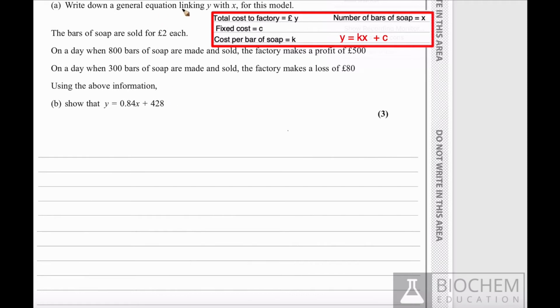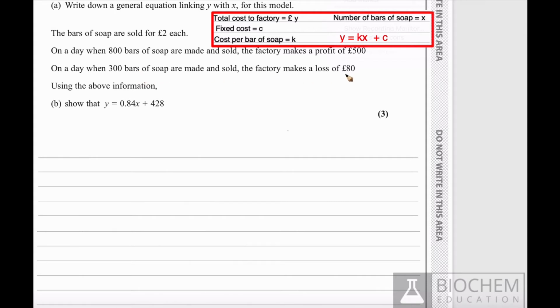In part A, we found an equation of y in terms of x, which was y equals kx plus c, where y was the cost to the factory of making x bars of soap, and k was the cost per bar of a single soap, and c was the fixed cost of making x bars of soap. If you compare this equation with the equation that the examiner wants you to find, you can easily see that the examiner wants the value of k to be determined as 0.84, and wants you to find the value of c to be 428 using the information given in the question.